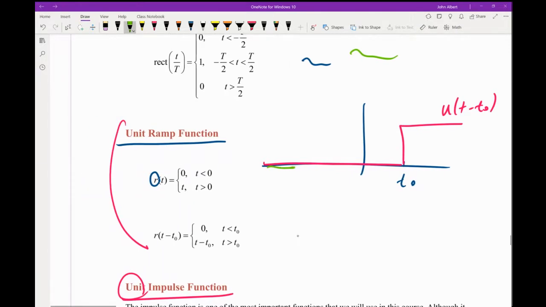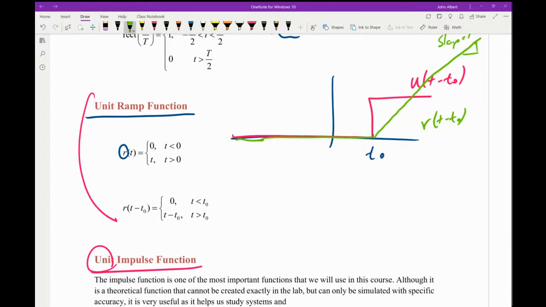It's again 0 in here, but at t equal to t0, this is r of t minus t0. It increases linearly like a straight line, so it has a slope of 1. Your book, by the way, writes it in a slightly different way. Instead of writing it as r of t minus t0, it writes it as t minus t0 multiplied by u of t minus t0.